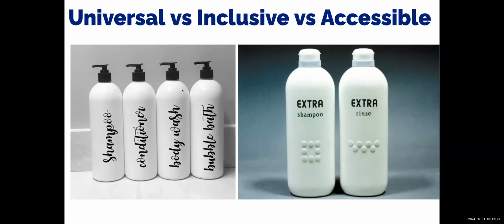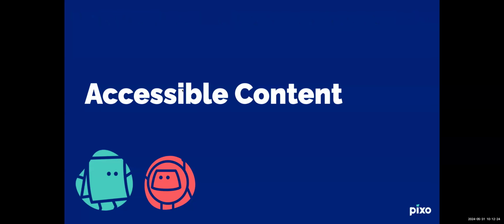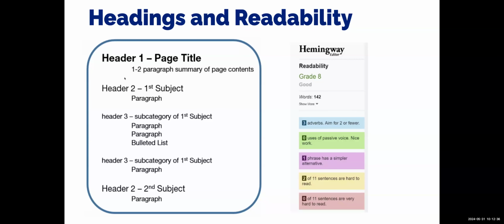Next, I'm going to talk a little bit about accessible content. I am not a content strategist, so I can't necessarily help you make good content, but I can make sure that it's accessible. So the main two things would be headings and readability. The headings should be organized like a paper, just like you would do in your high school literature class.